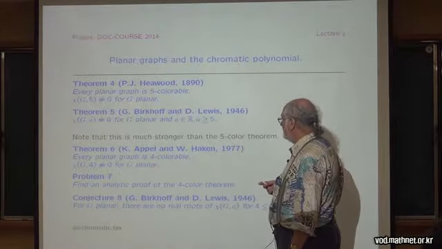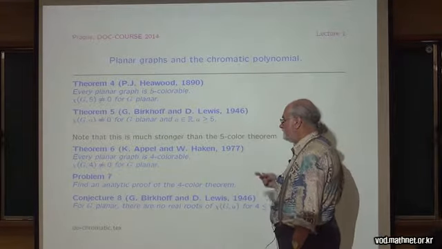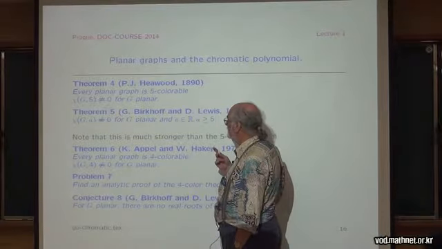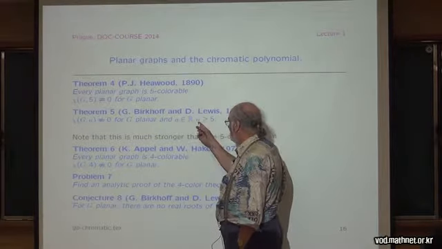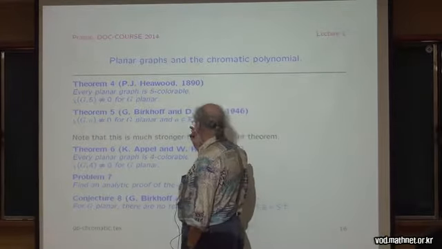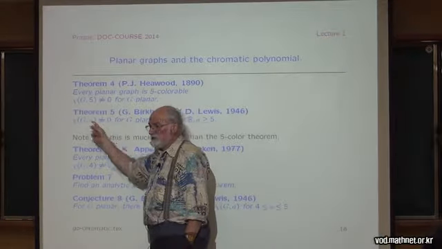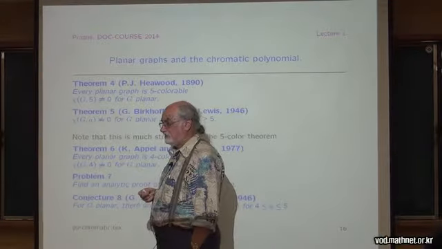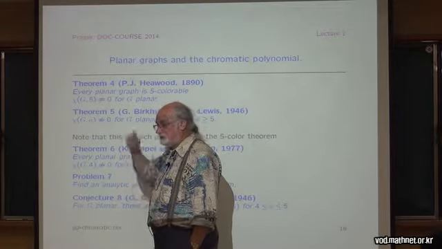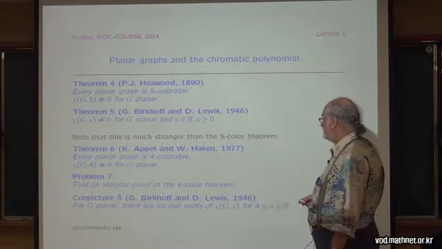Now, Birkhoff and Lewis proved something which is much stronger, which says, for every real number alpha bigger or equal than 5, alpha cannot be a 0 of the chromatic polynomial of a planar graph. So not only 5 is not a 0 of a planar graph, but also 5.1, 5.2, 3 times pi, whatever you want, cannot be a 0 of a planar graph.